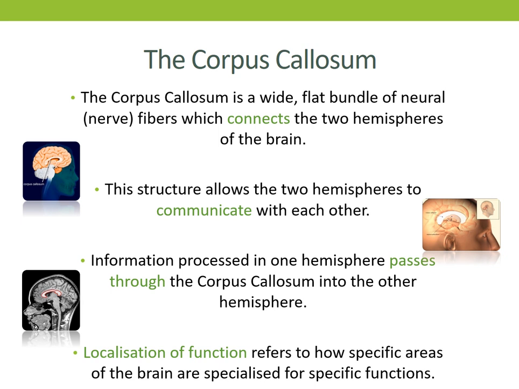And then we've also got localization of function. Localization of function is saying this specific area is related to this function. So Broca's area is to do with language production, Wernicke's area is to do with language comprehension, and the corpus callosum is to do with communicating information. So that's localization of function.